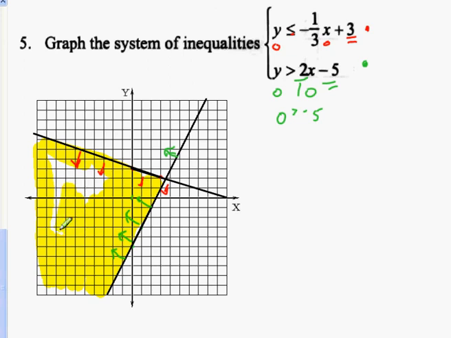And in our book, when we talk about linear programming, this is what we call the feasible region. That would be the feasible region. All right, very good.